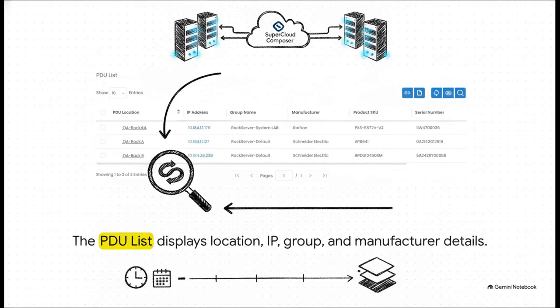What you get is this fantastic high-level physical asset inventory. Without even clicking into anything, you get the immediate lay of the land: the PDU location, its IP address, the group it's in, who manufactured it, plus the SKU and serial number. If you're running an audit or honestly just trying to get a quick pulse on what hardware lives in a specific rack, this list gives you total visibility instantly.